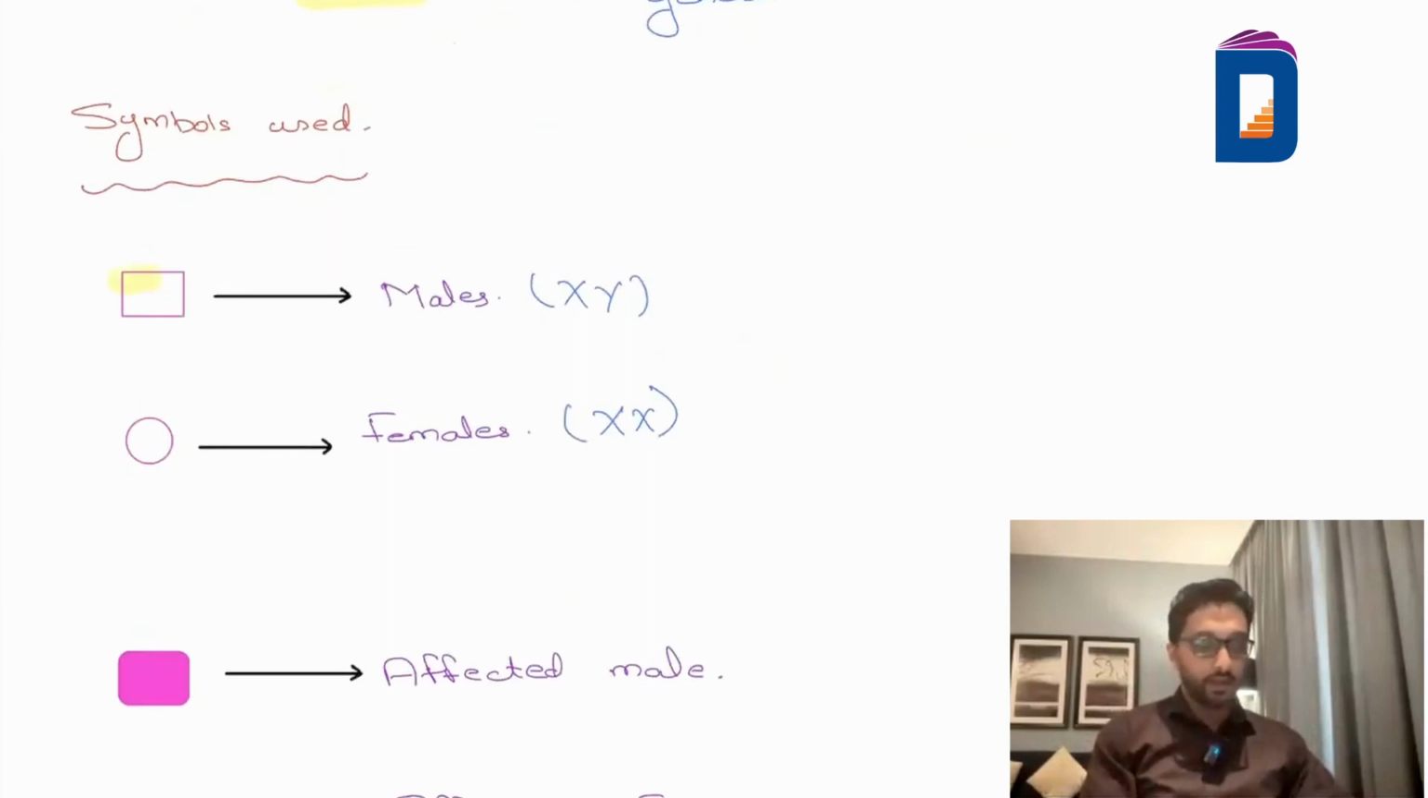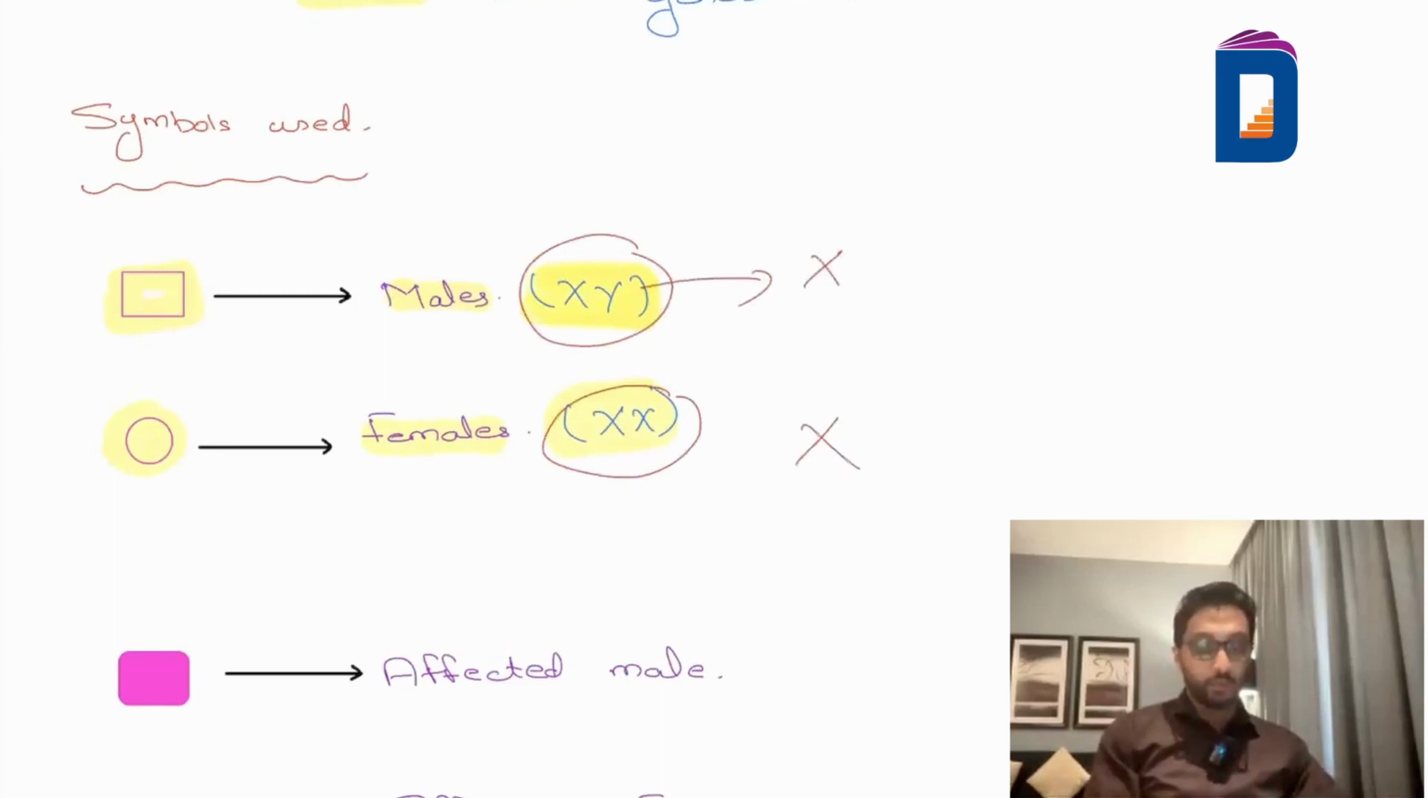You can see there a rectangle, which is uncolored. It's used for normal males, and the chromosomal arrangement is XY. Then you have the females, that is round, which is uncolored. I've just shaded it yellow, don't consider it as colored. Females have the chromosomes written as XX. It's very important to understand these two things. XY is male and XX is female, meaning males have one X chromosome, females have two X chromosomes.